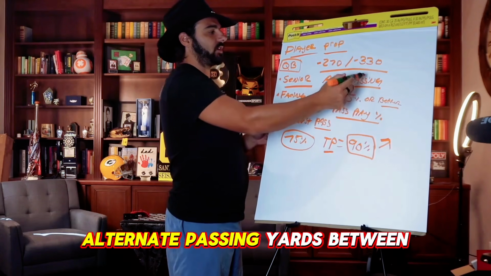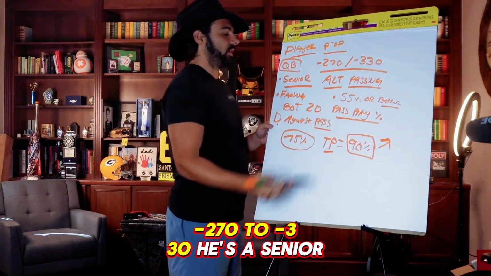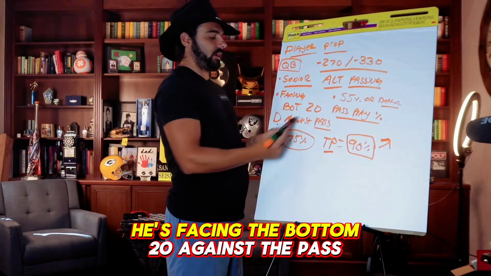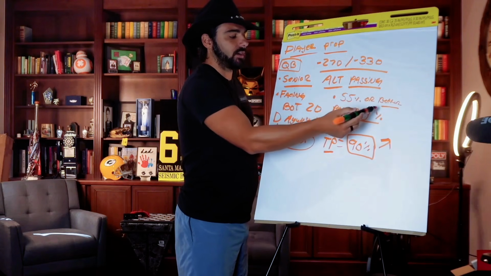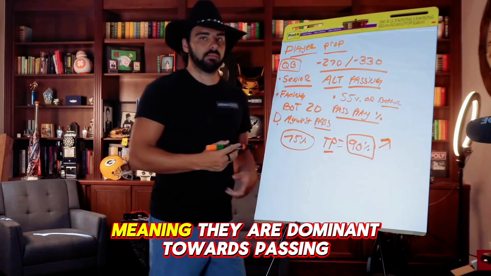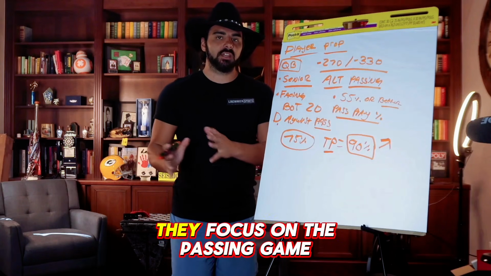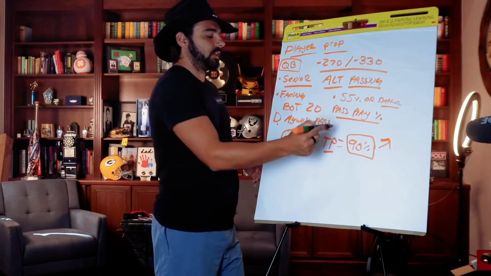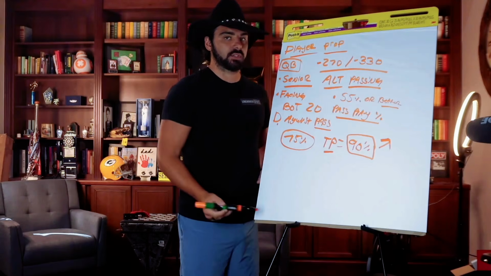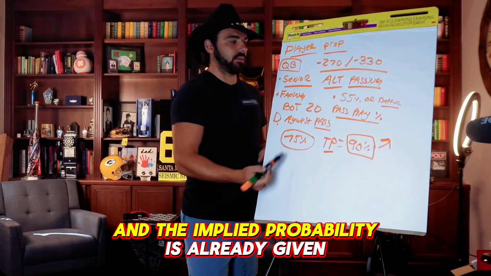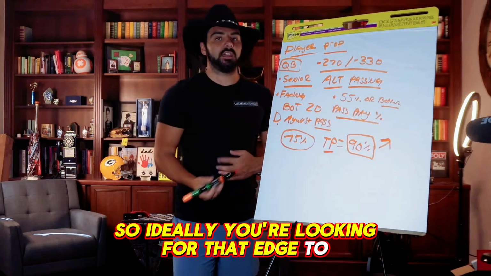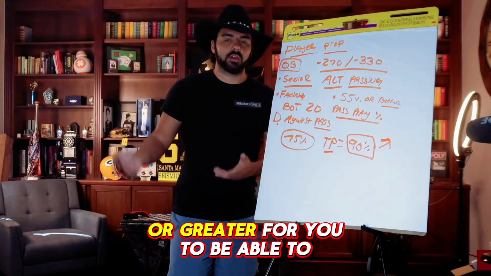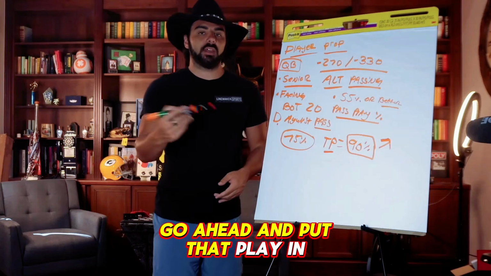QB, alternate passing yards between minus 270 to minus 330. He's a senior. He's facing the bottom 20 against the pass, and his team is 55% or better on the pass play percentage side, meaning they are dominant towards passing. They focus on the passing game. True percentage needs to be 90% or above, and the implied probability is already given with what the odds are going to be. So ideally, you're looking for that edge to be 15% or greater for you to be able to go ahead and put that play in.